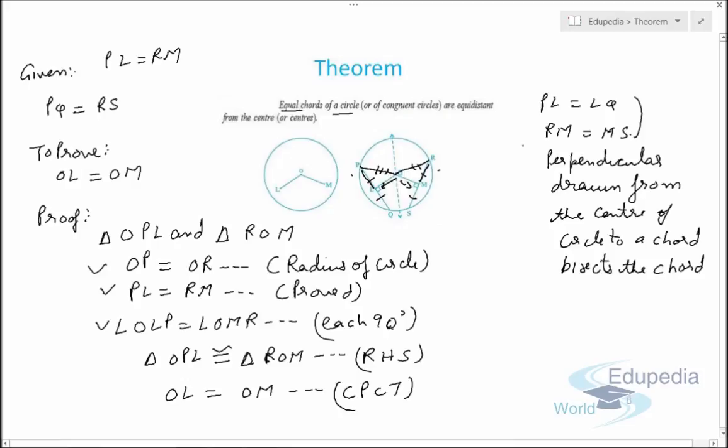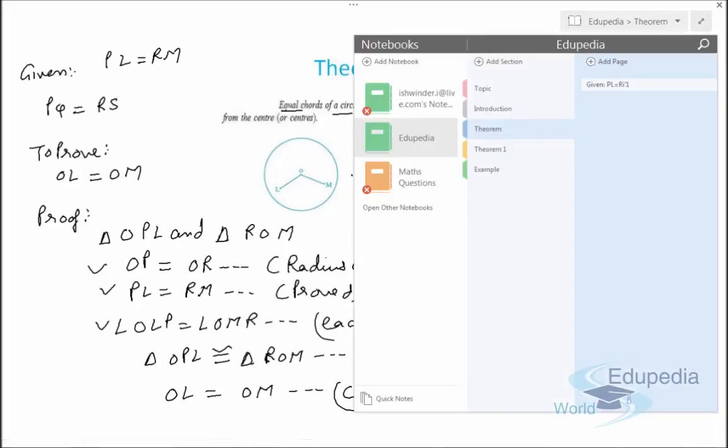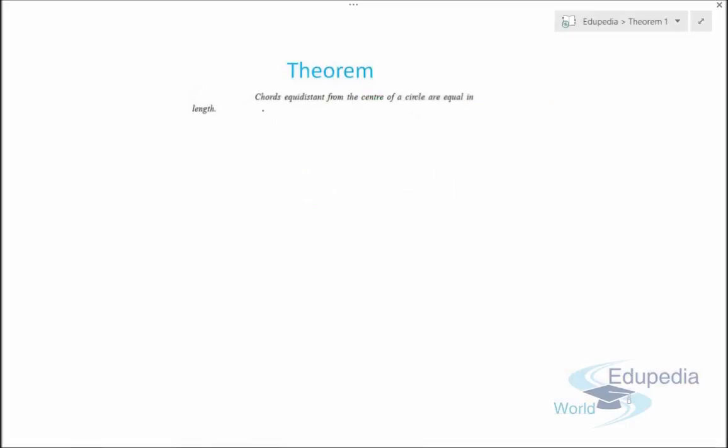So let's discuss the next theorem, which is theorem number 2. Now the theorem says that chords equidistant from the center of a circle are equal in length. So let's see how we can prove this theorem now. So let's say we have a circle like this. This is the center. Let's say this is a chord. Two chords we have. So let's say this is A, B, this is C and D.